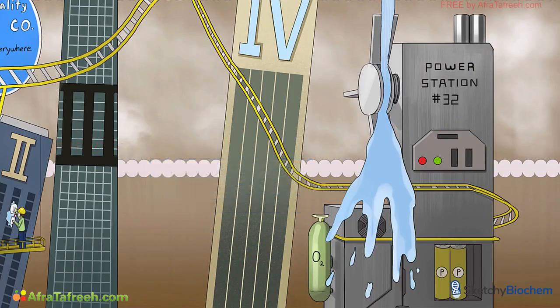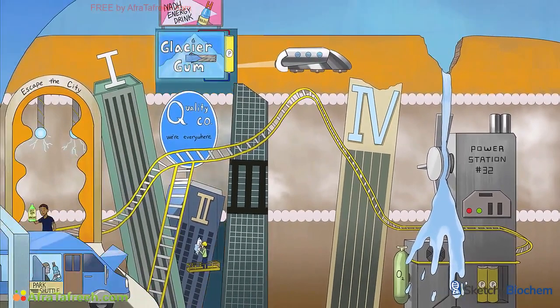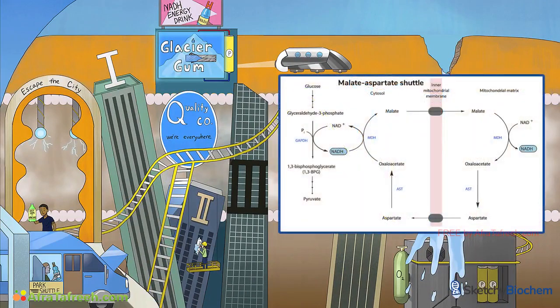Before we talk about how electrons move along the chain, you might be wondering how NADH electrons produced during glycolysis enter the mitochondria. The answer is simple. They jump on either the malate aspartate or glycerol phosphate shuttle. The malate aspartate shuttle transports NADH electrons produced by the glycolysis enzyme glyceraldehyde 3-phosphate dehydrogenase into the mitochondria as malate and leaves the mitochondria as aspartate.